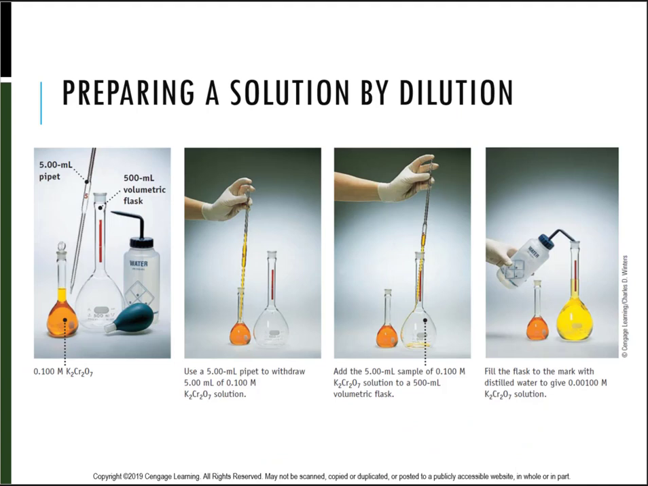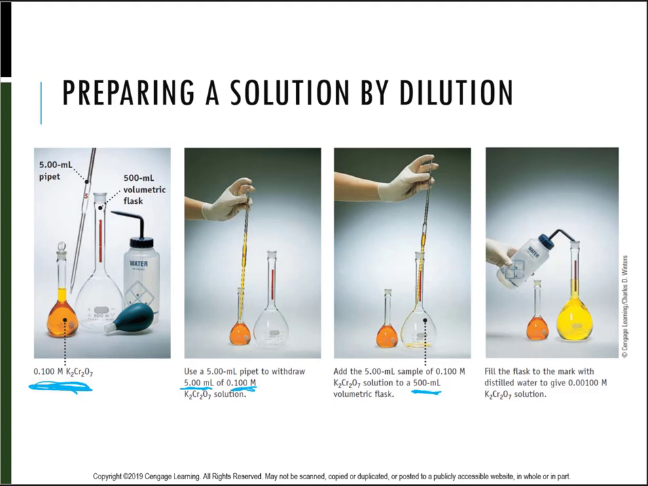Now, how do we prepare a solution by dilution? Okay, so let's say I'm starting with a 0.1 molar potassium chromate solution, and I want to dilute it. We're going to use a pipette to withdraw a certain amount of a certain concentration, and then we're going to put it into another container. In this case, we put it into a 500 milliliter flask, and then we fill it up to the top. So we know the final volume.